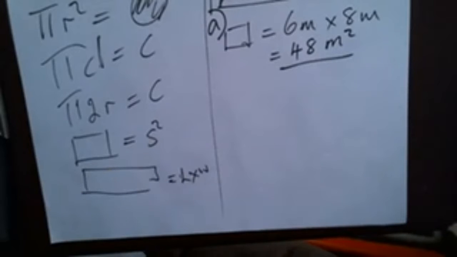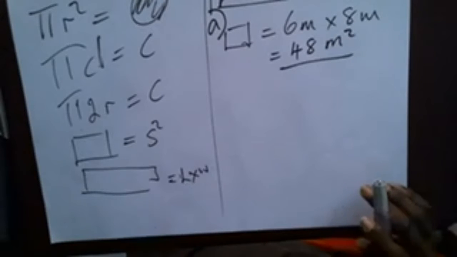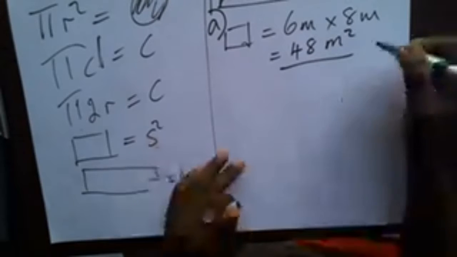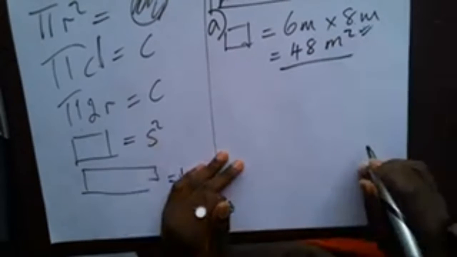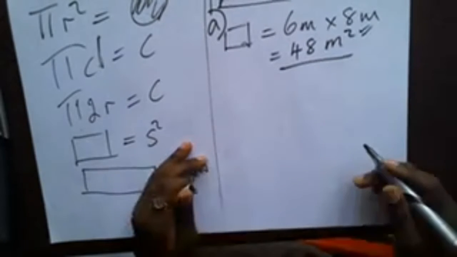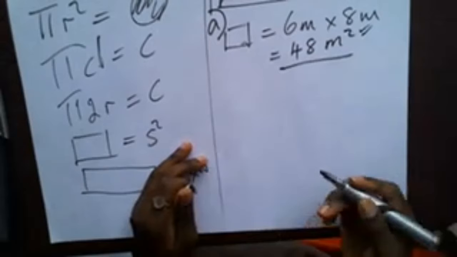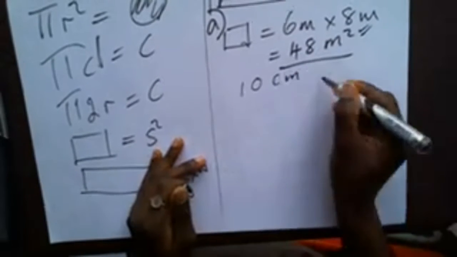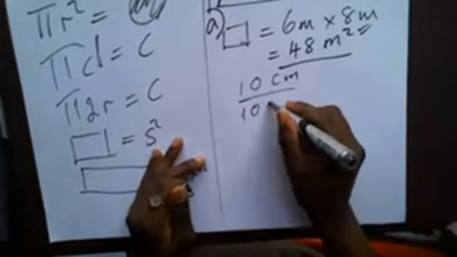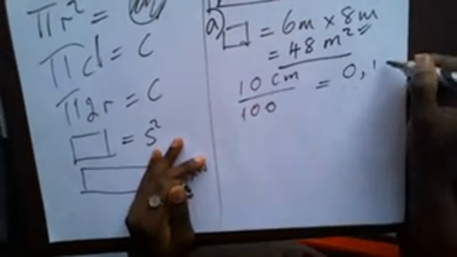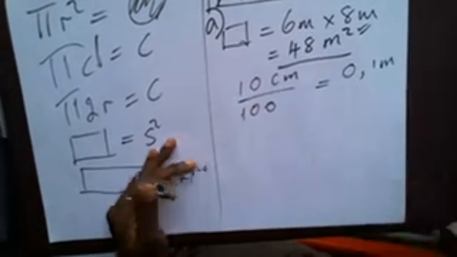We need first to convert the area to be covered by each cobblestone to meters squared, because already we have meters squared here. How do we do that? We convert centimeters to meters. We have 10 centimeters over 100, which will be equal to 0.1 meter.